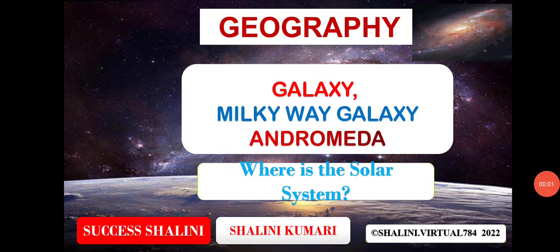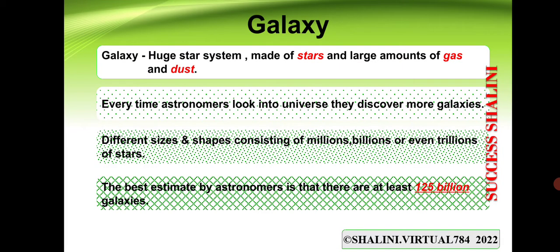Hello everyone. In this module we are going to discuss galaxy, Milky Way Galaxy, Andromeda, and we will also see the location of our solar system in the Milky Way Galaxy. So starting with the meaning of galaxy, we can see from the screen that a galaxy is actually a huge star system, billions of stars with clouds of dust and gases form a group which we call a galaxy.